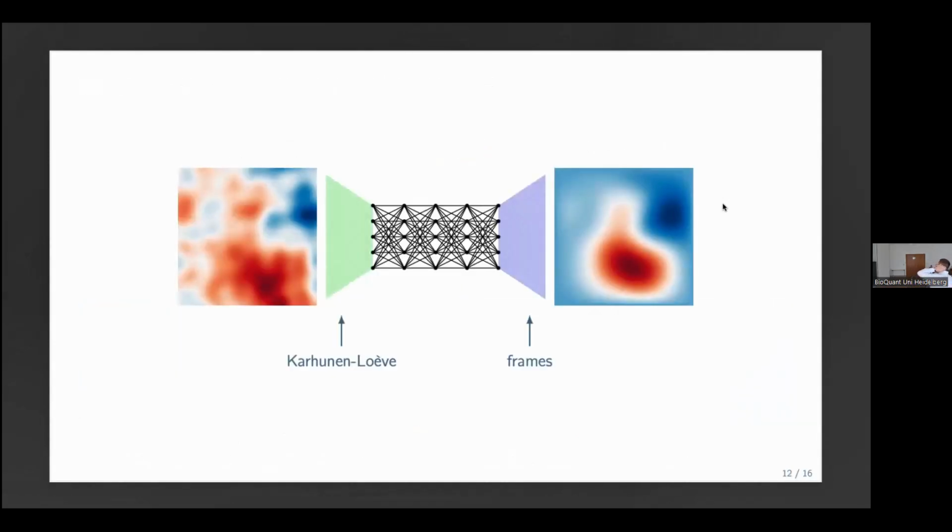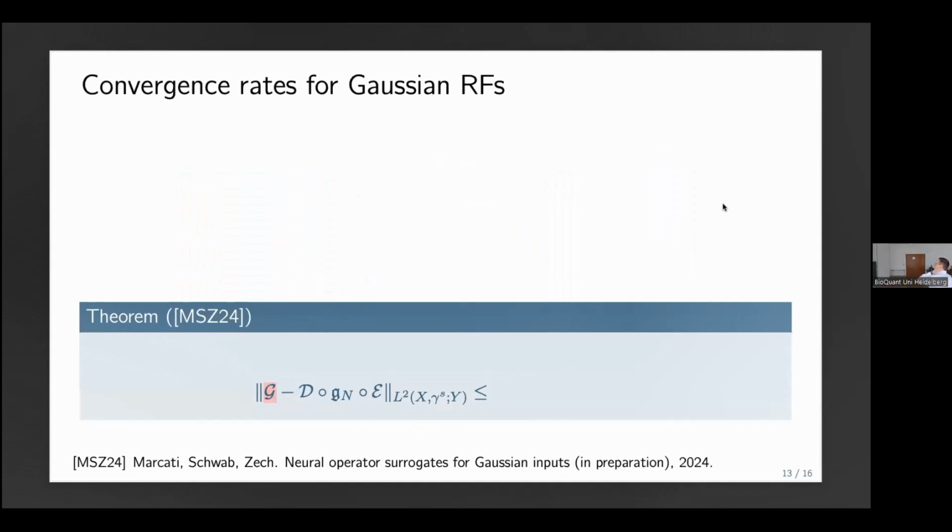The network architecture that I'm using here is: I'm still using frames to represent the output, and then I'm using this Karhunen-Loève type encoder that I just explained to you. In this case, I want to approximate G with my operator surrogate. I cannot take a supremum here anymore because my input is a draw from this Gaussian measure gamma_S. So the natural metric to measure the error in is this Bochner space, L^2 from X to Y, where X is equipped with the Gaussian measure gamma_S. In this sense, I want to approximate this operator.